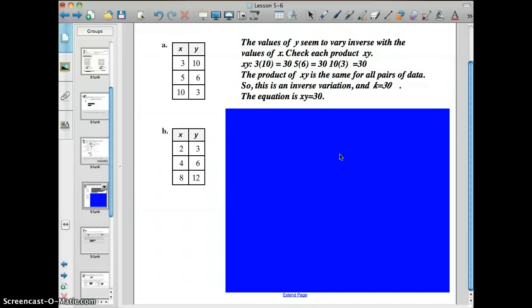The constant is 30. So the equation would be x times y equals 30, or you could even say y equals 30 divided by x. Let's look at the next one here, okay?